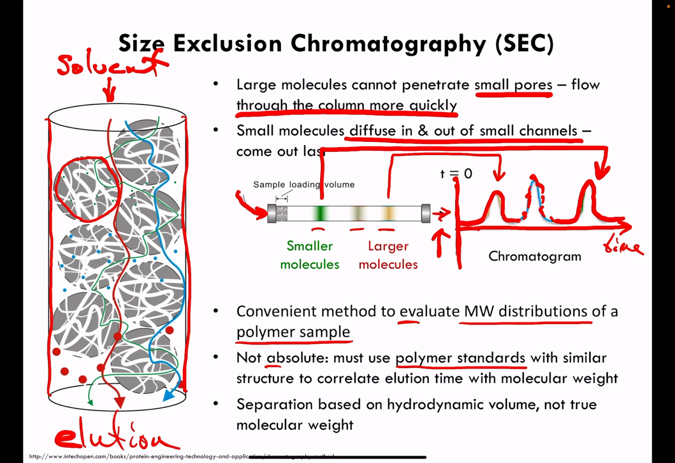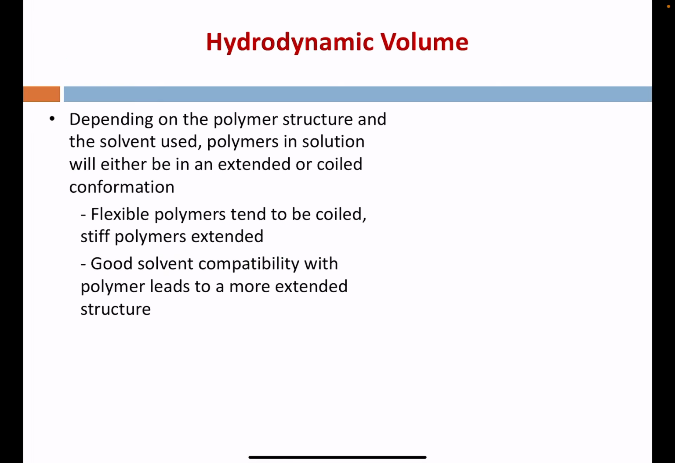And so, as said earlier, the separation is dependent on the hydrodynamic volume of the chain and not necessarily the true molecular weight. So, touching on hydrodynamic volume. Hydrodynamic volume is known to depend on the polymer structure and the solvent used. By choosing a different solvent, without changing the polymer's molecular weight, a different hydrodynamic volume can be had.